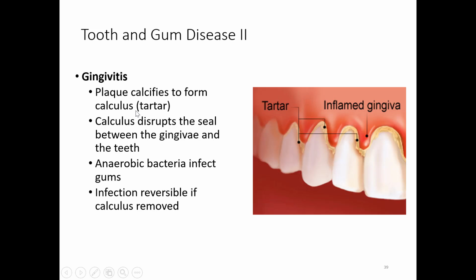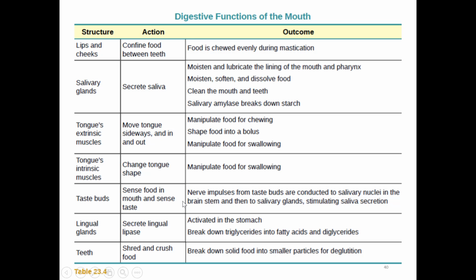Next problem that can happen with teeth is gingivitis. Mostly it's not the teeth themselves, it's inflammation of the gums, gingiva. Plaques that are formed on the teeth form tartar, and it disrupts the seal between the gums and the teeth. Bacteria cause infections, and if that calculus is removed, usually that infection is reversible.